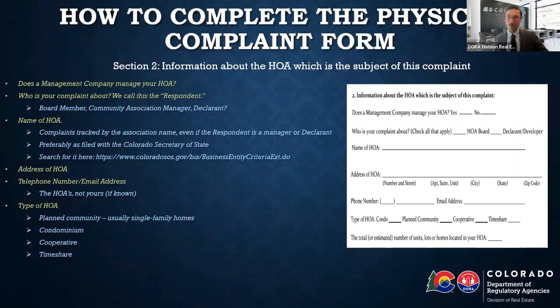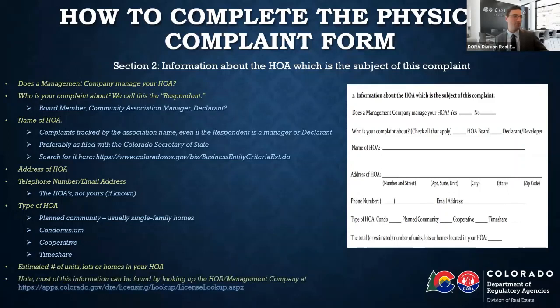And then you'll mark the type of your HOA. Planned communities are what we generally think of as single family homes. Colorado doesn't have too many cooperatives. And if it's a condo or a timeshare, you would just mark that appropriately. Then the estimated number of units that are located in your HOA. Just a best guess estimate is fine in this case. And there's a link where you can look up most of the information above.